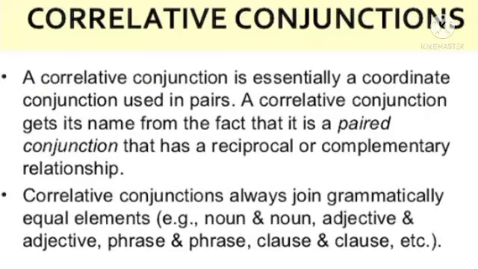A correlative conjunction gets its name from the fact that it is a paired conjunction that has a reciprocal or complementary relationship. So correlative conjunction means two things, or they coordinate two parts of a sentence.